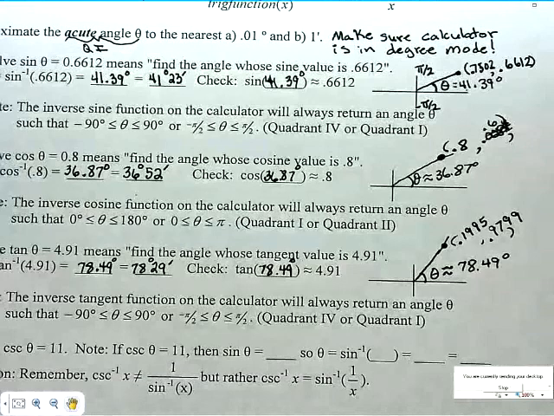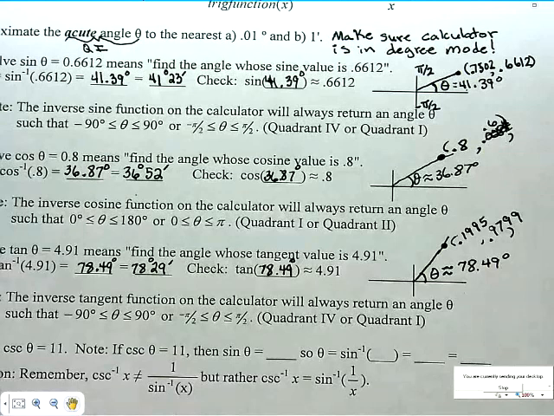We haven't looked at the graph of tangent. I'm playing like I have no idea what it looks like, but I know that if sine and cosine are going to repeat, tangent's going to repeat. So if we're going to talk about inverse tangent, we're going to have to restrict its domain.